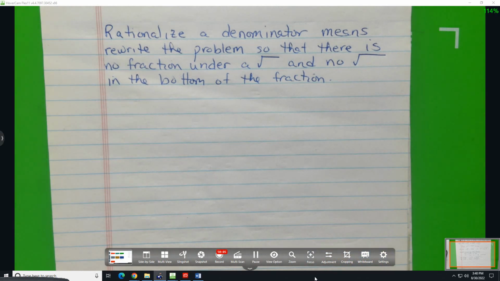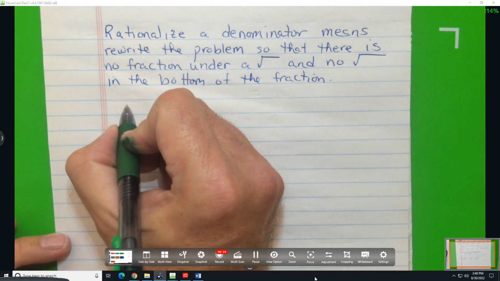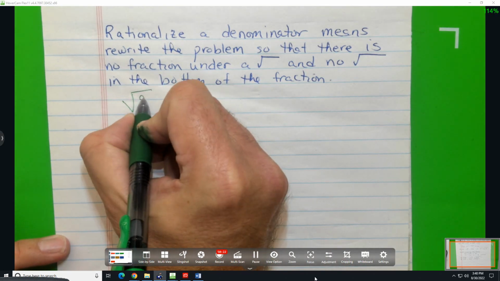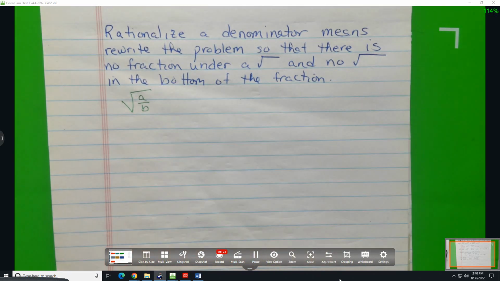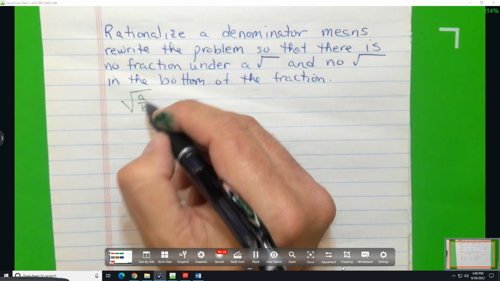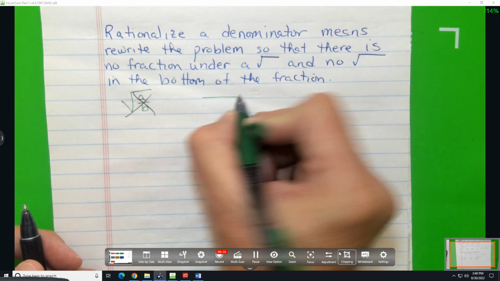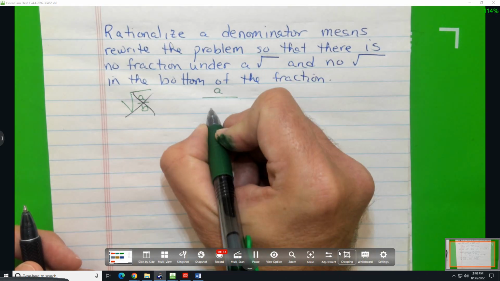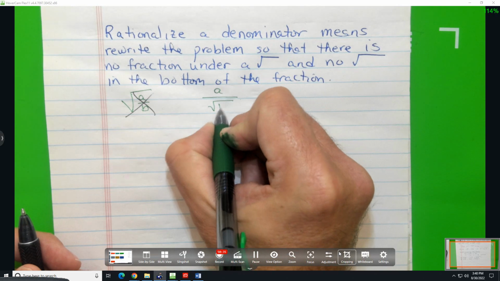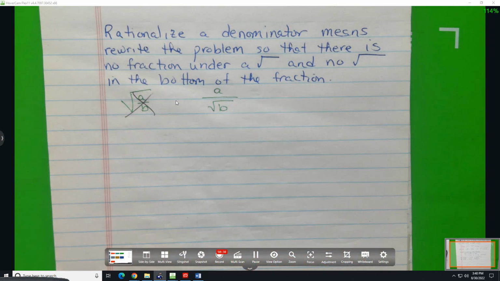When the instructions say rationalize the denominator, that means that you have a fraction. If there's not a fraction there, then you don't need to rationalize it. Okay? But you're going to write it so there's no fraction under a square root. We don't want this. You don't want a fraction under a square root. And at the same time, you don't want something like this. A square root in the bottom of a fraction.